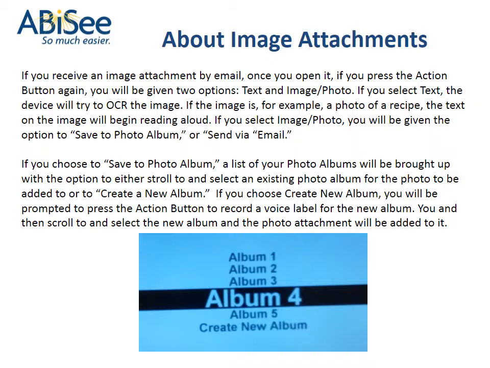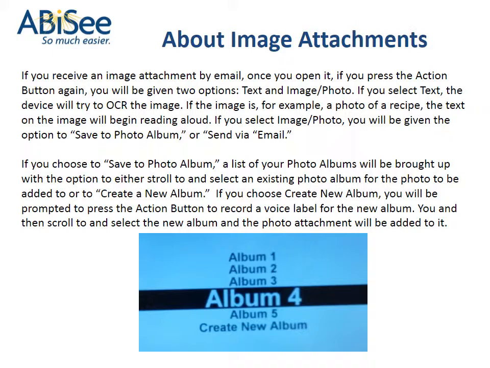About image attachments. If you receive an image attachment by email, once you open it, if you press the action button again, you will be given two options: text and image/photo. If you select text, the device will try to OCR the image. If the image is, for example, a photo of a recipe, the text on the image will begin reading aloud. If you select image/photo, you will be given the option to save to photo album or send via email.